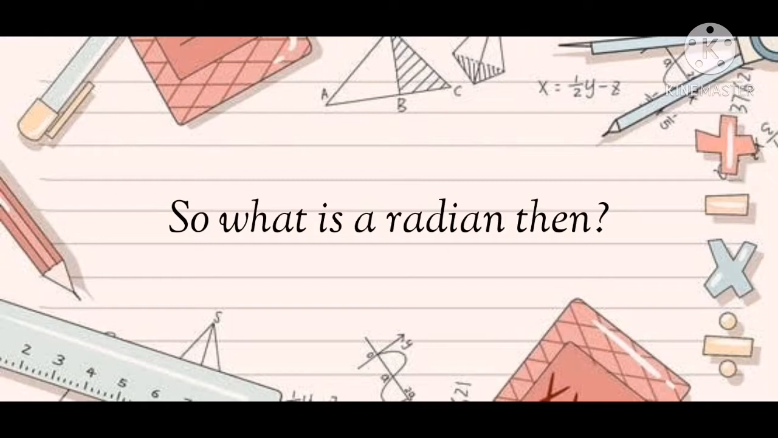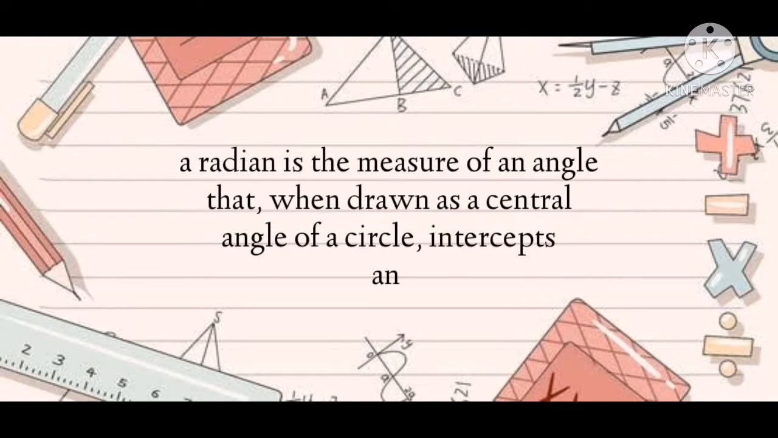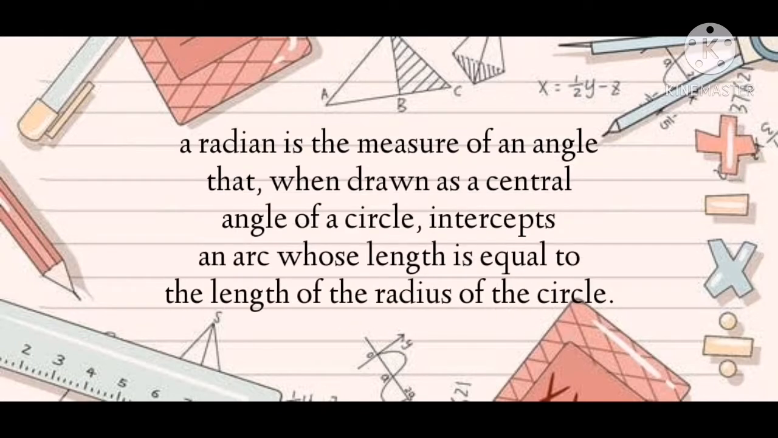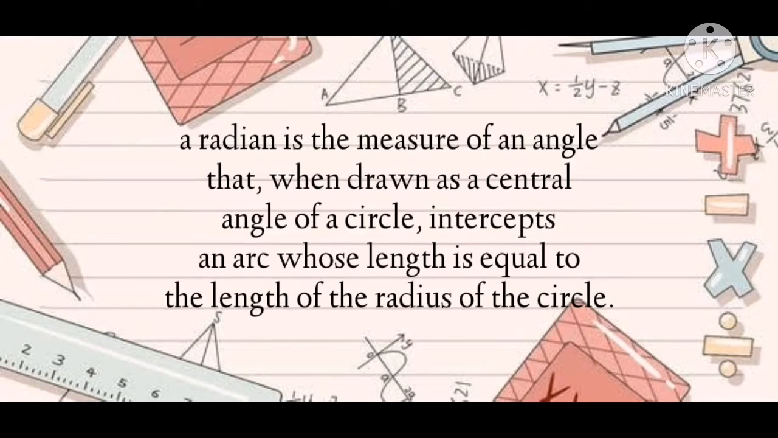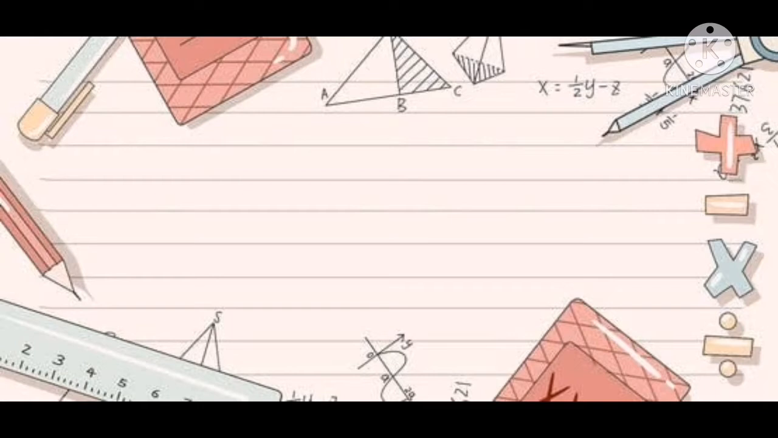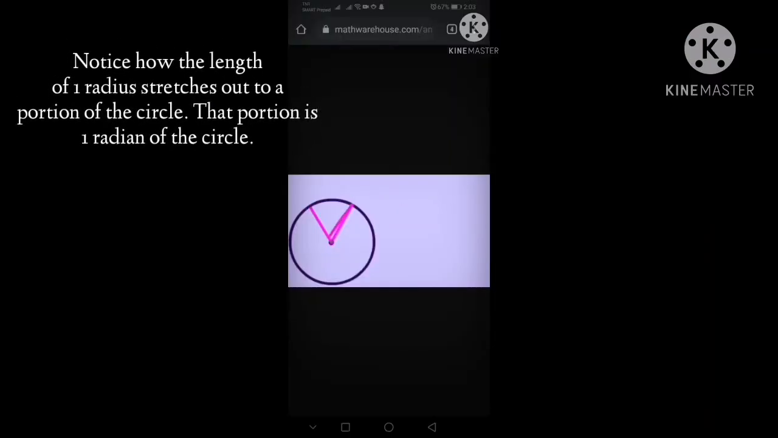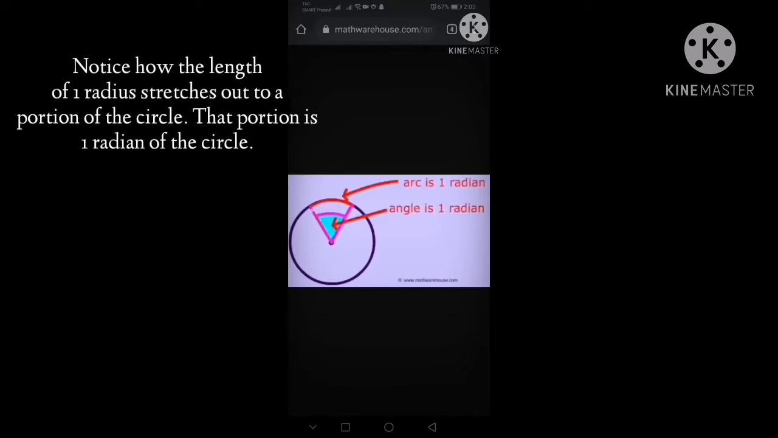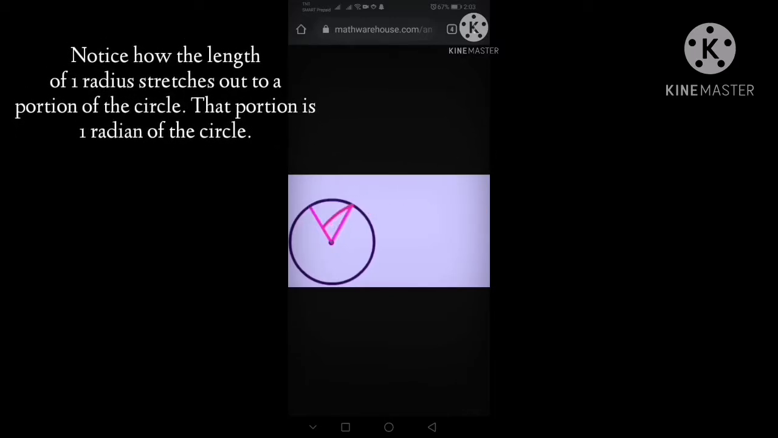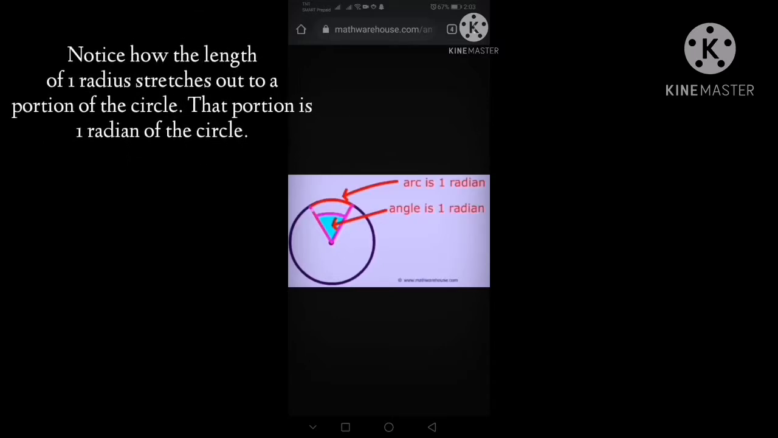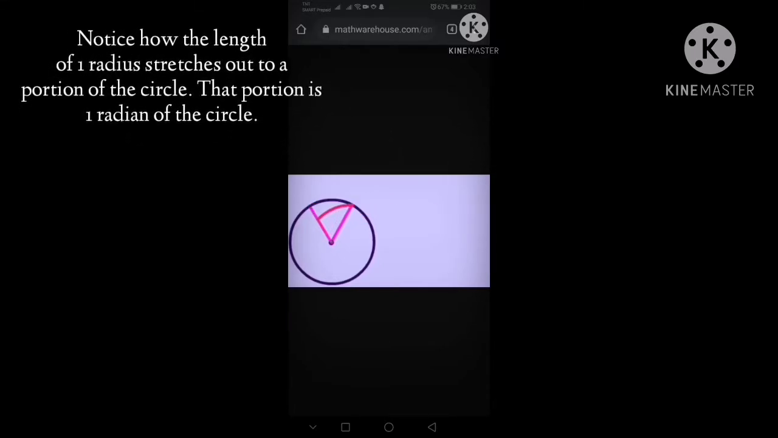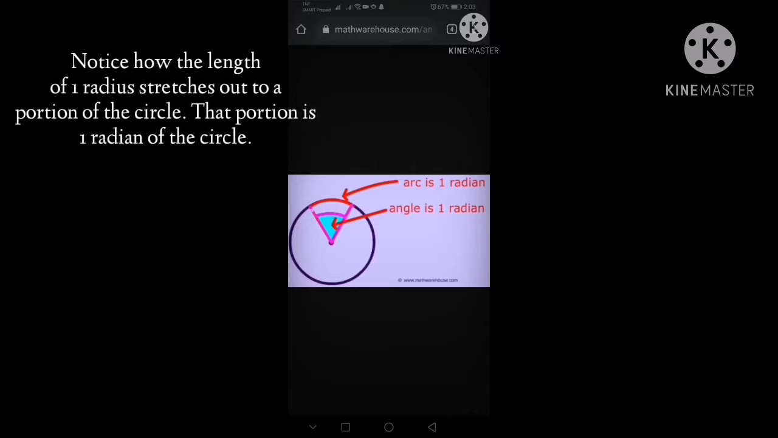Then let's talk about what really is a radian now. A radian is the measure of an angle that, when drawn as a central angle of a circle, intercepts an arc whose length is equal to the length of the radius of the circle. This definition is much easier understood by looking at the demonstration given later. The illustration beside is an animation of one radian. Notice how the length of one radius stretches out to a portion of the circle. That portion is one radian of the circle.